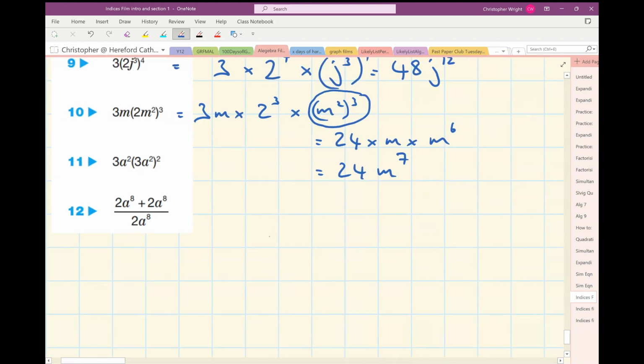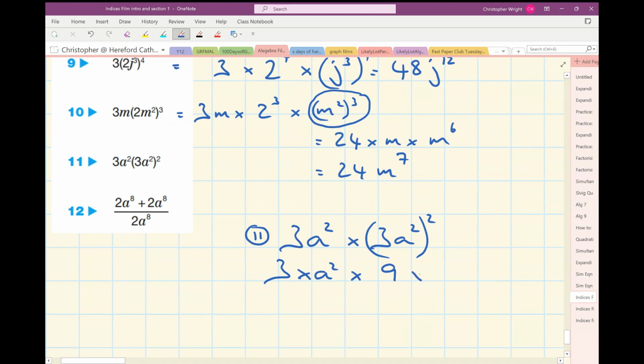Let's look at number 11 down here. 3a squared times by 3a squared to the power of 2. Well, that's 3 times a squared times 3 squared, which is 9, times a squared to the power of 2, which is a to the 4. So 3 9s are 27. A squared times a to the 4 is a to the 6.